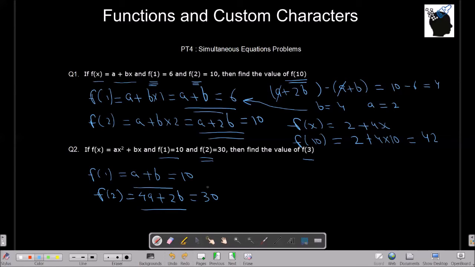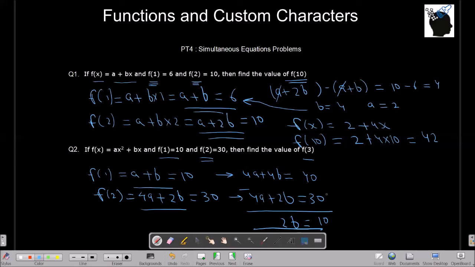Let's multiply the first one by 4 and we'll have 4a plus 4b is equal to 40. And the second one is 4a plus 2b is equal to 30. If we subtract both of them, 4a will cancel out and we'll have 2b is equal to 40 minus 30, which is 10. That means b is equal to 10 by 2, or b is equal to 5. If you substitute b is equal to 5 in this, you'll get the value of a also as 5. That means the function is f of x is equal to 5x square plus 5x.